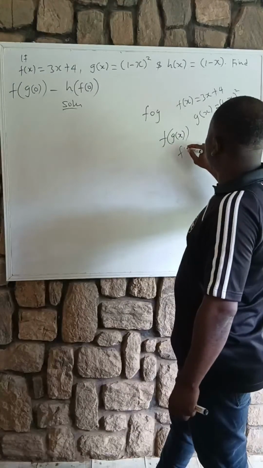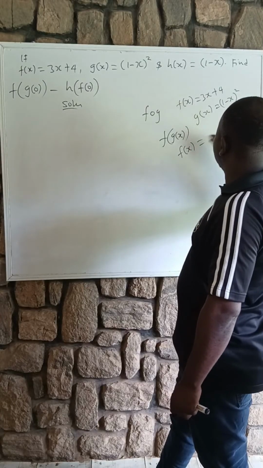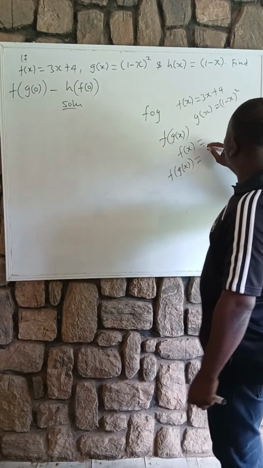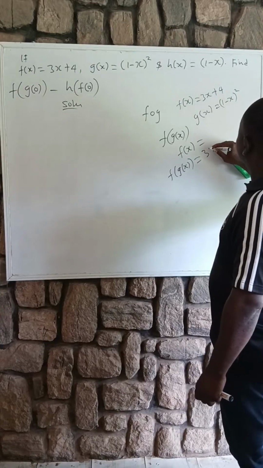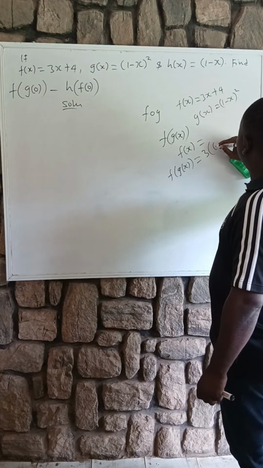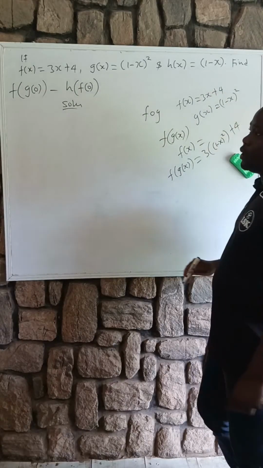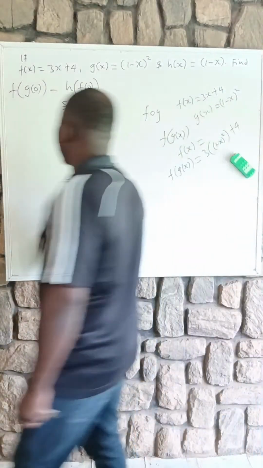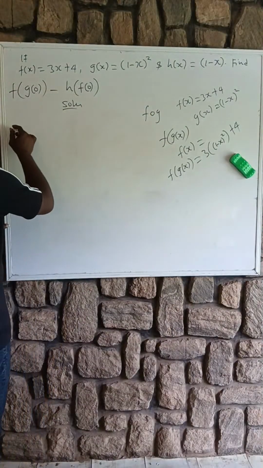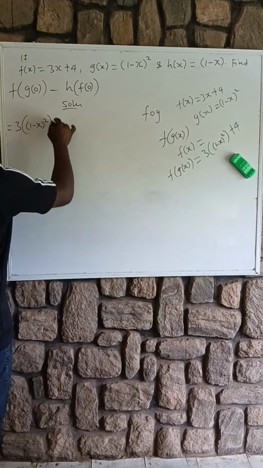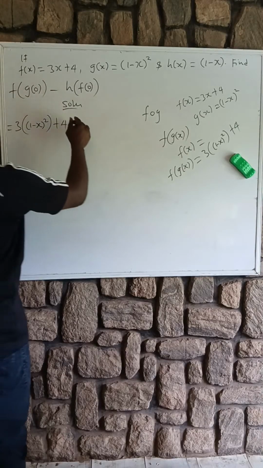So this implies that our f of g of x will now be equals to 3 open bracket, open small bracket, 1 minus x all squared, then plus 4. That is what it means. Is that clear? So let's do it this way. Here, this will now be equals to 3 open brackets 1 minus x all squared plus 4.